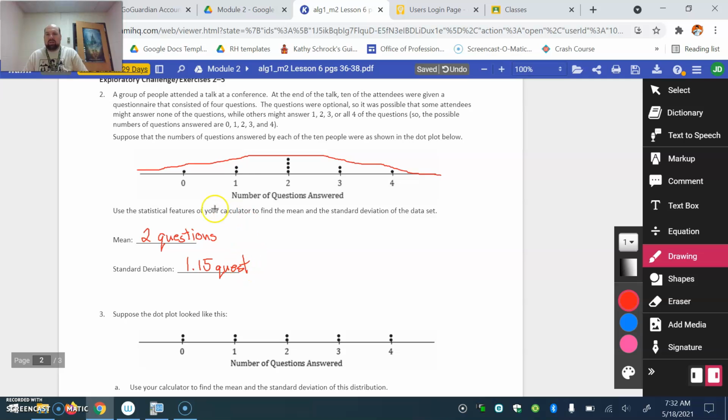If you are wondering where I got those numbers from, I did not actually tell you how to do that. You got to look at the dots. So there's 1 above 0, 2 above 1, 3 above 2, and so on. So that's where the numbers came from.